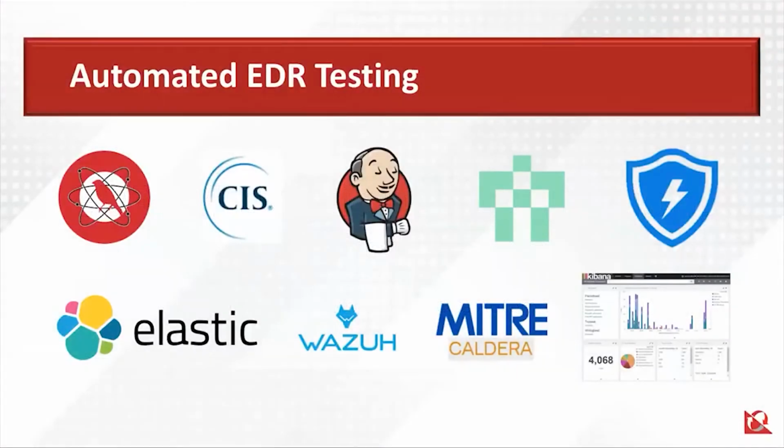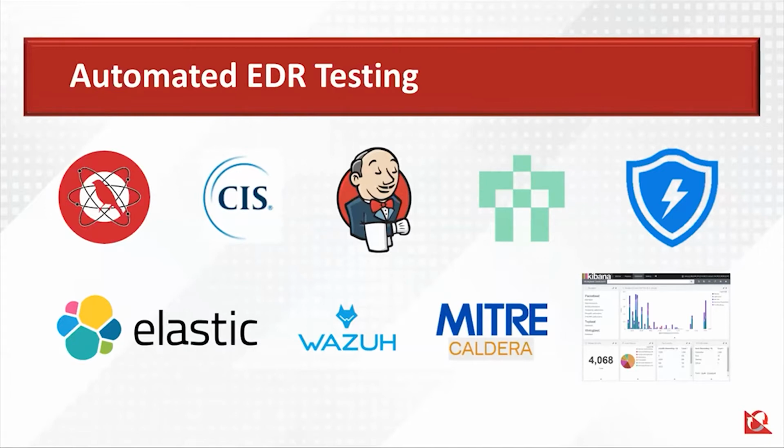So next we're going to move into automated endpoint detection and response testing. This environment has a lot of tools in place. We try to show you a little bit of variety. What we're using here is some Atomic Red Team, some Red Canary, CIS baselines on protected versus unprotected sites, Jenkins for automation. You get the general idea.